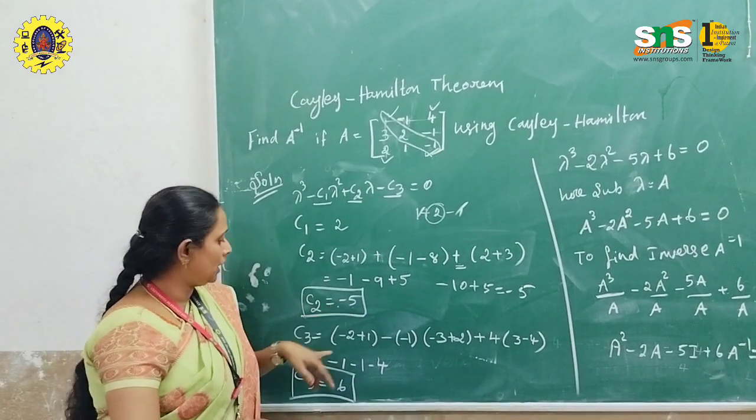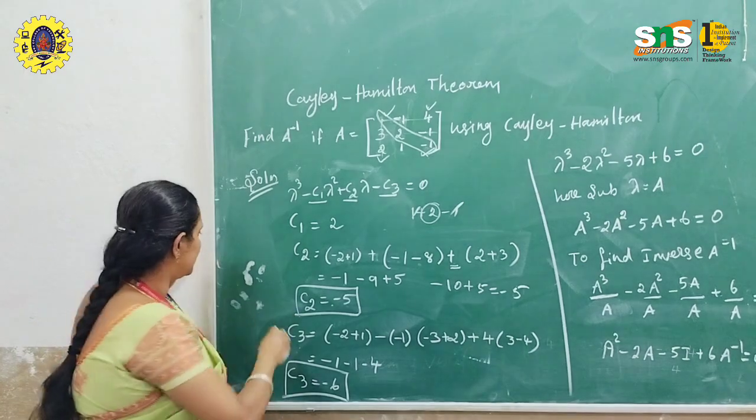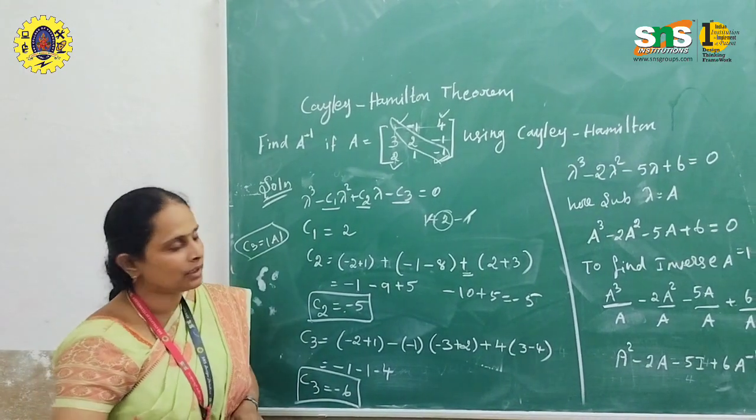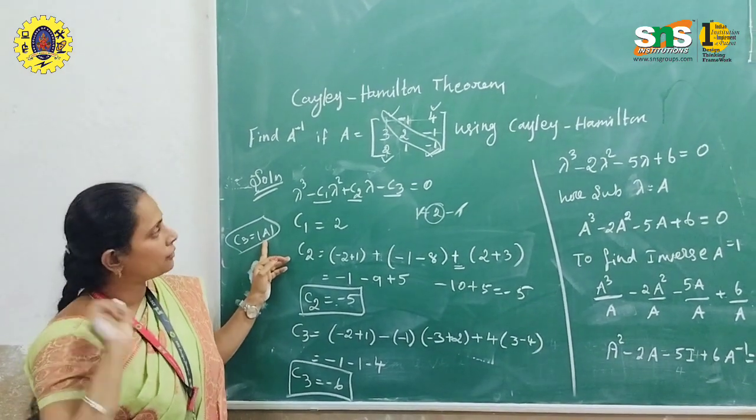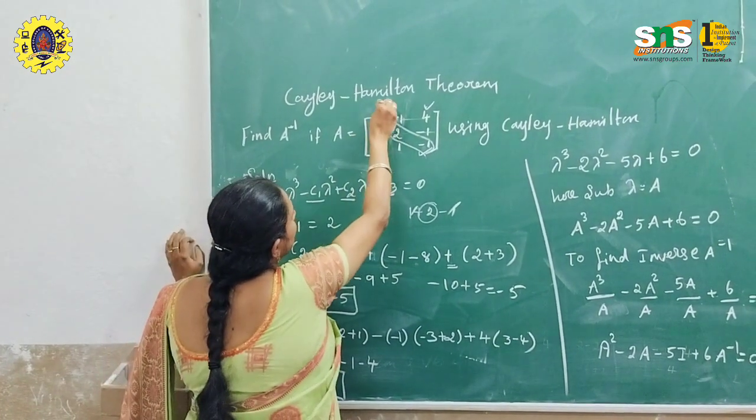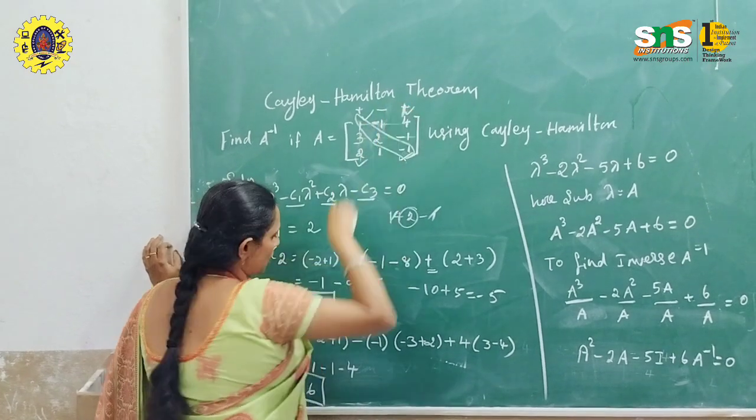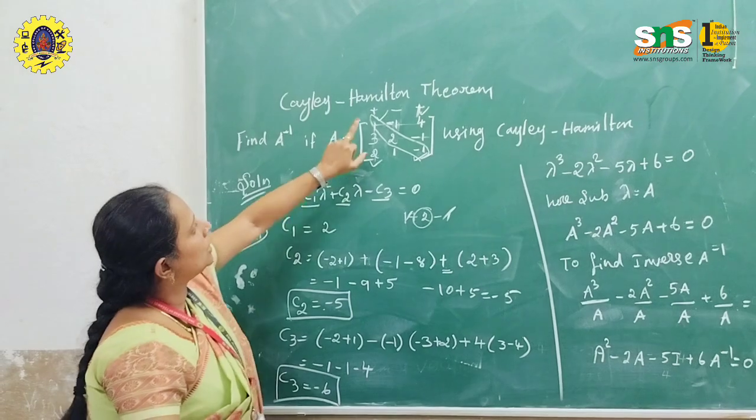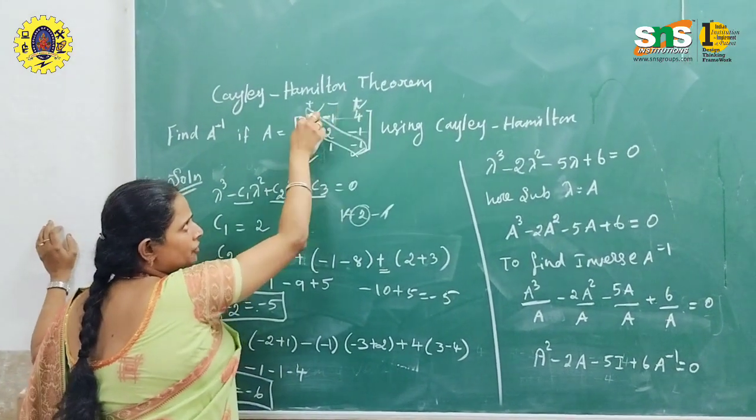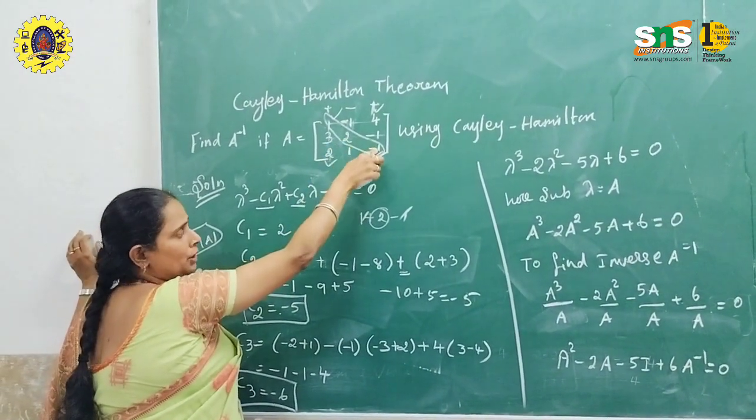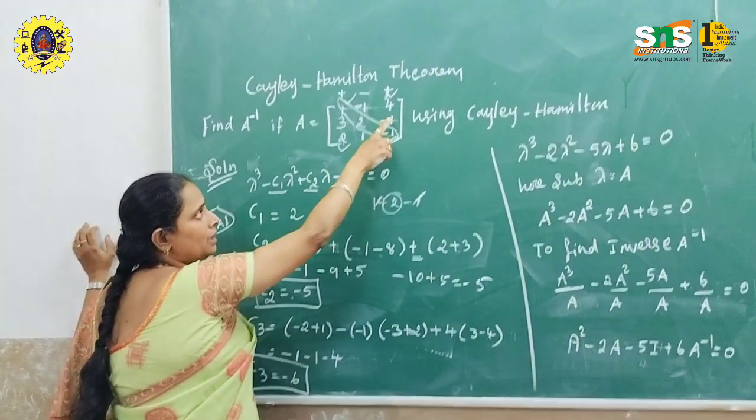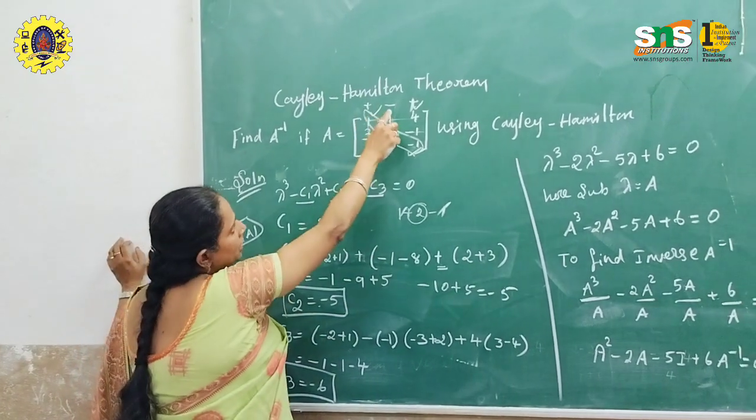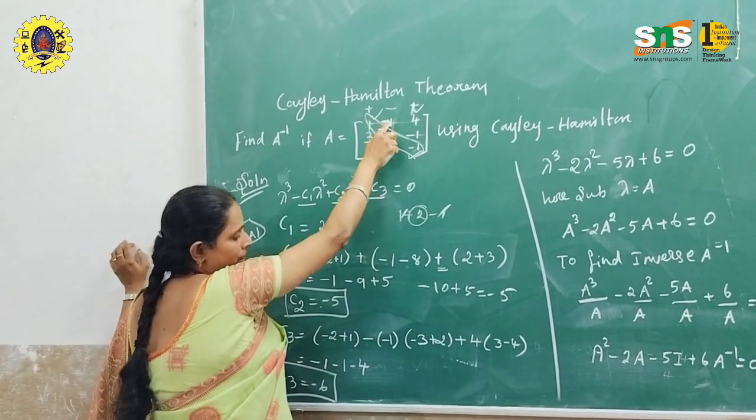Next we have to find the C3 value. C3 is nothing but the determinant of the given matrix. Here we use the alternating plus, minus, plus signs. We use the plus sign first. Leaving the first row and first column, 2 into minus 1 is minus 2, and minus into minus is plus, so 1 into 1 is 1. Then again we use the minus sign.